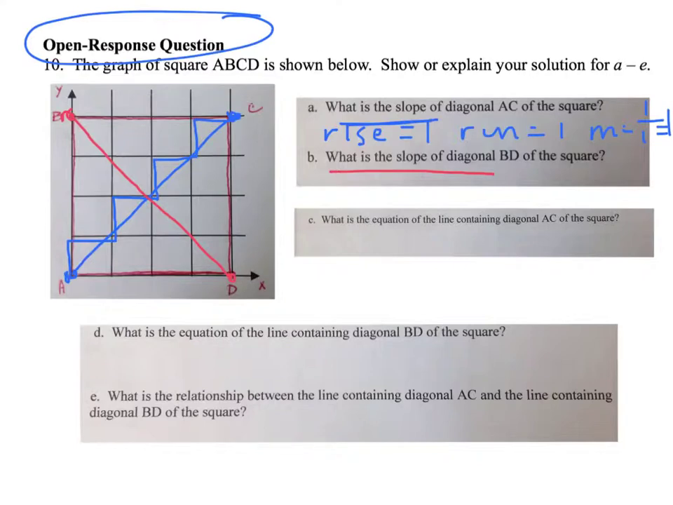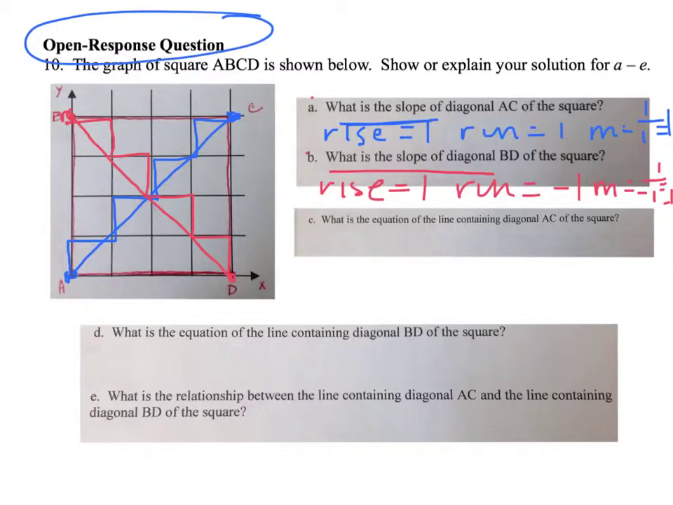And as I travel, I realize that I'm going up 1, but I'm going left 1, up 1, left 1, up 1, left 1, and I continue that pattern. So my rise would still be 1, but my run is left 1, which is -1 unit. So my slope is 1 to -1, which simplifies to -1. So there is a difference between A and B.